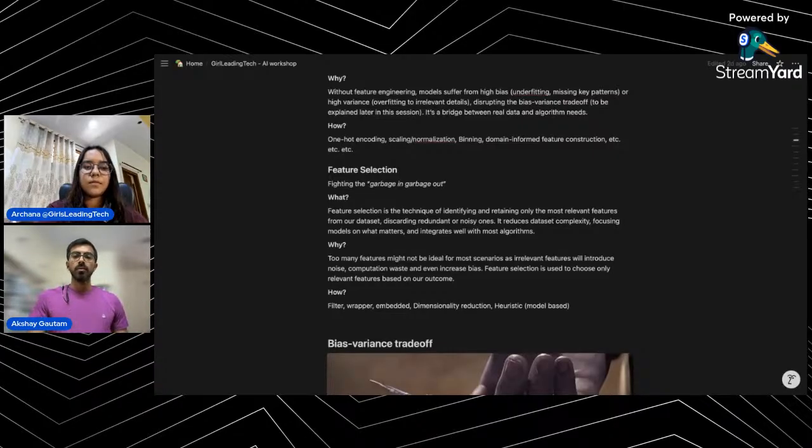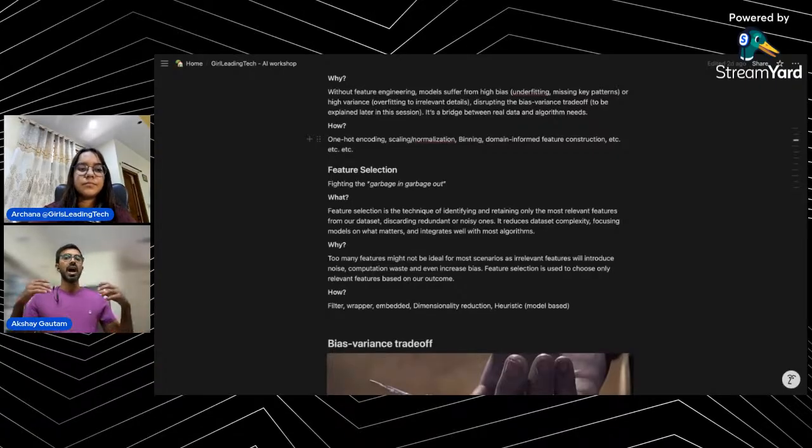The one method that I want to focus on is domain informed feature construction. This is very important because these are simpler methods, the ones I talked about: one hot encoding, scaling, normalization, binning. These are simpler methods you do in almost every algorithm, almost every type of data. Domain informed feature construction is where you will be differentiated by somebody as an expert or a novice, or a beginner, right? Domain informed feature construction is basically you understand the domain the data comes from.